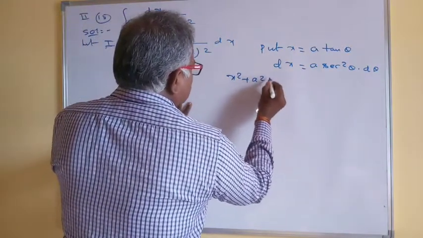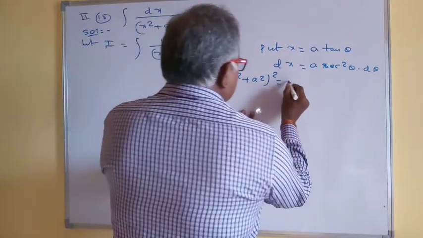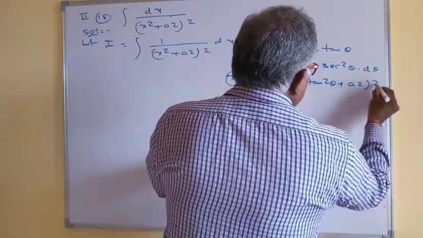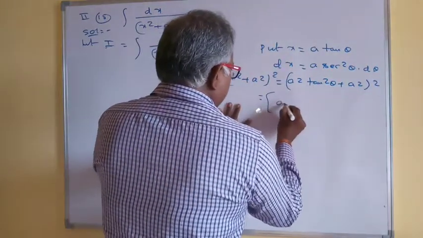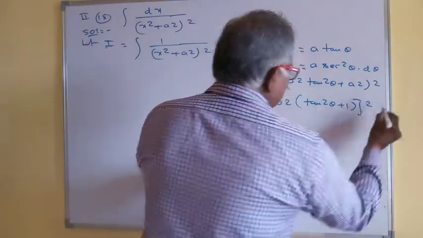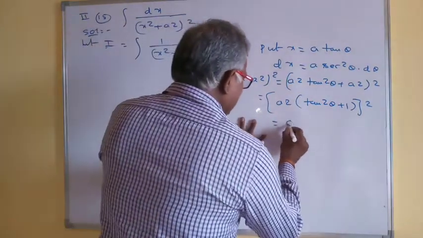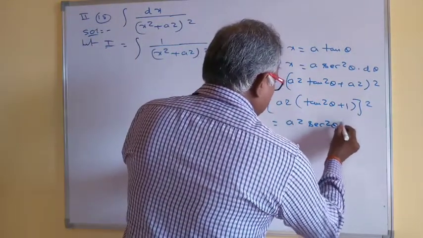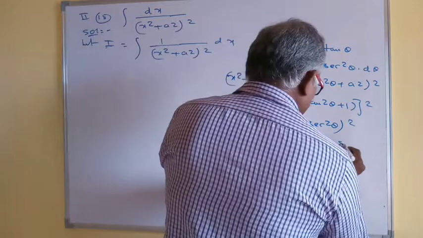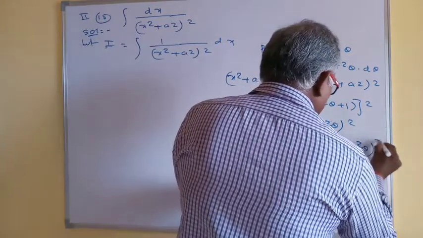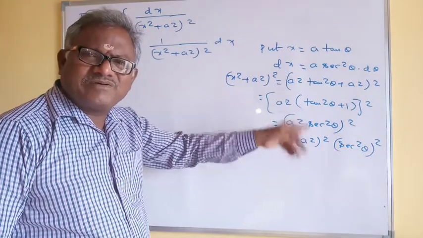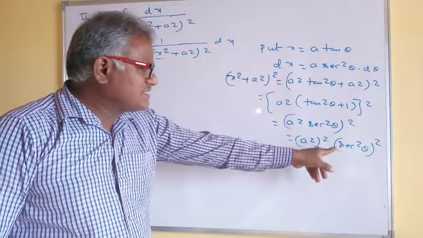What about (x square plus a square) whole square? x square means a square tan square theta, plus a square, whole square. Taking a square as common, we get a square whole square times (tan square theta plus 1) whole square. 1 plus tan square theta is secant square theta, so it is a square whole square times secant square theta whole square.